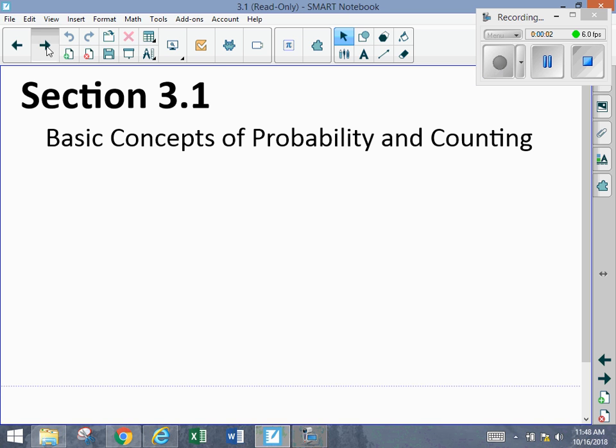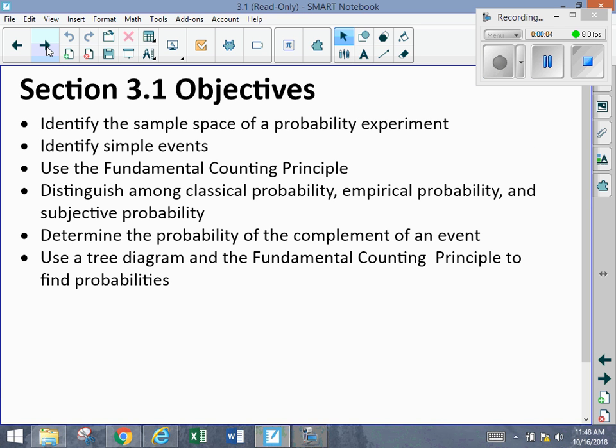Let's learn some probability. These are our objectives. You don't need to write this down. We'll just look at the things we're going to learn. Ready?